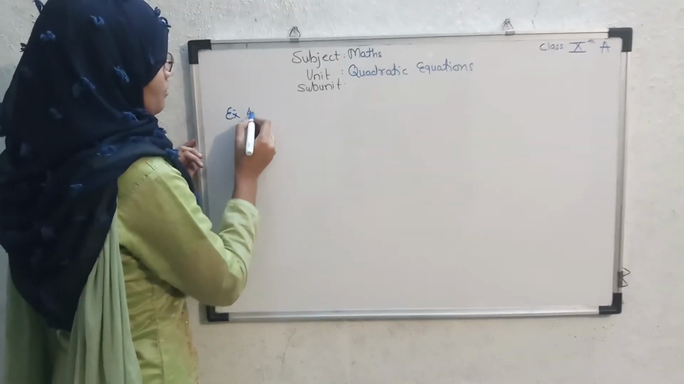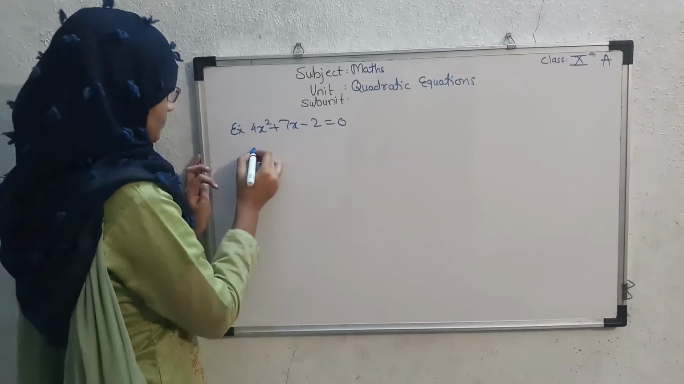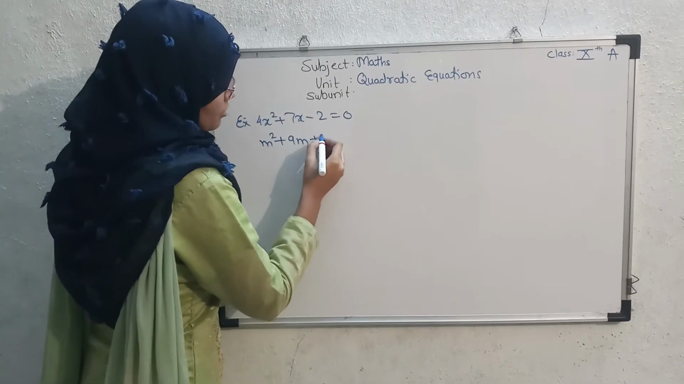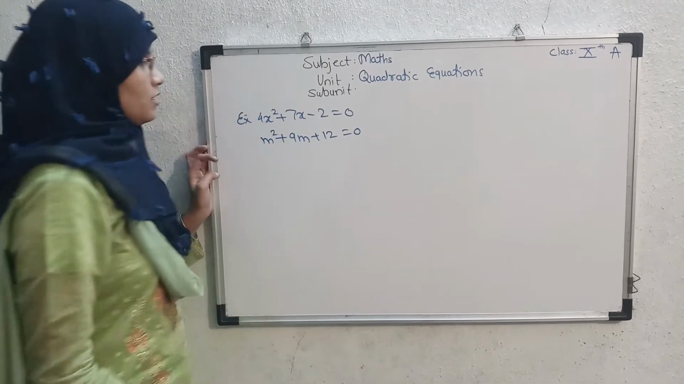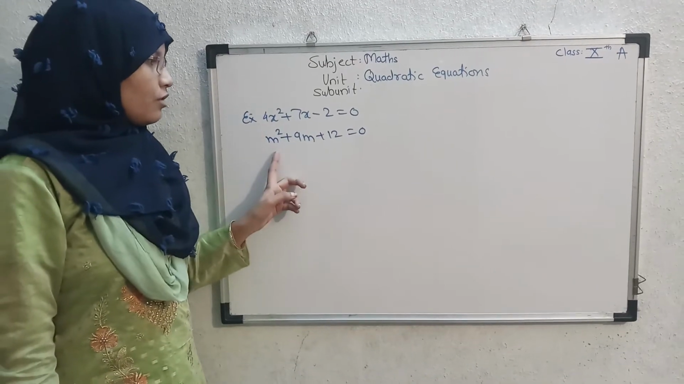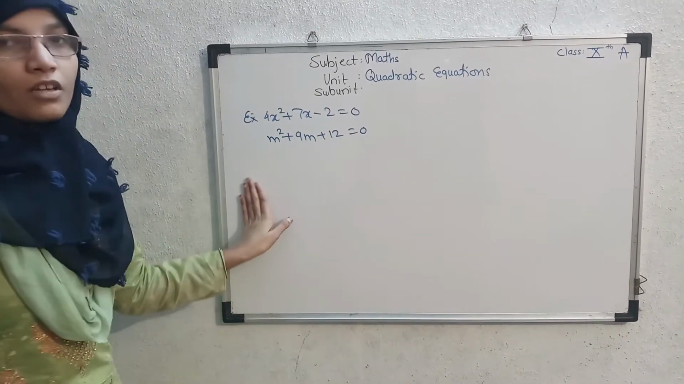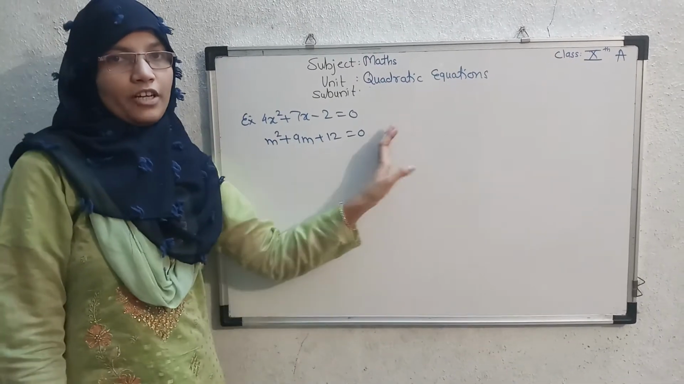Yes. Example: 4x square plus 7x minus 2 is equal to 0. Another one: m square plus 9m plus 12 is equal to 0. These are examples of quadratic equations. Can you tell me the standard form of a quadratic equation?